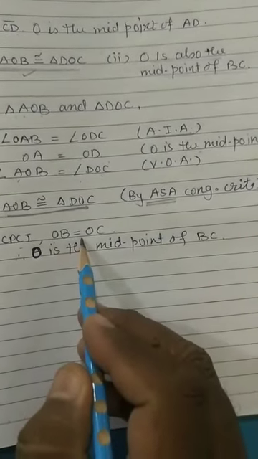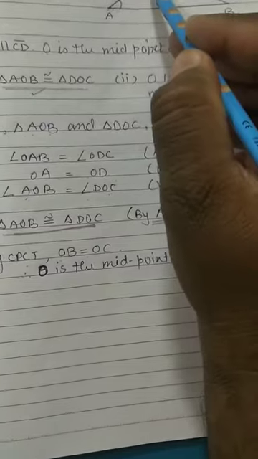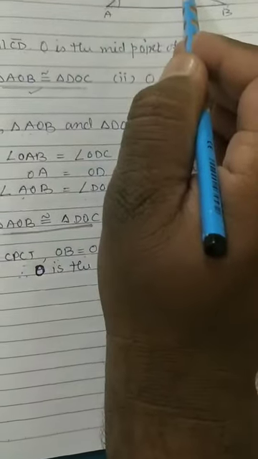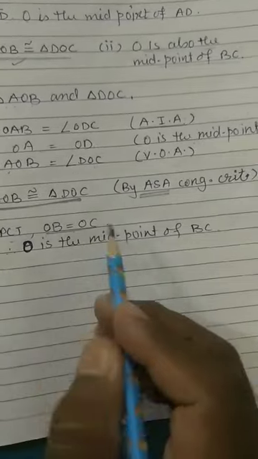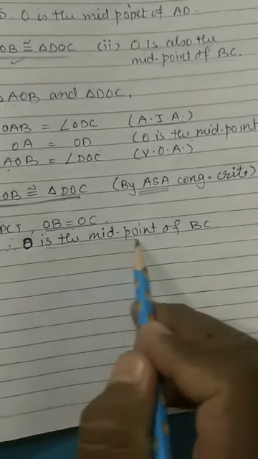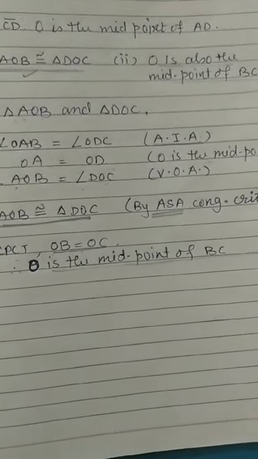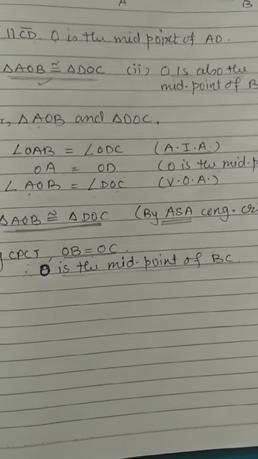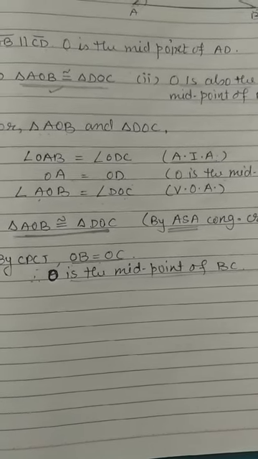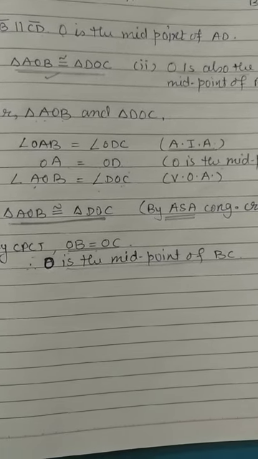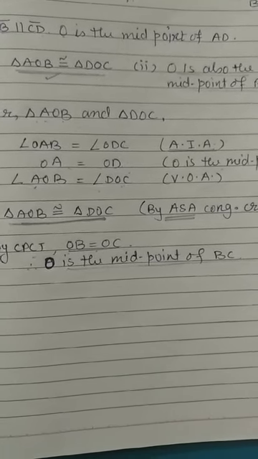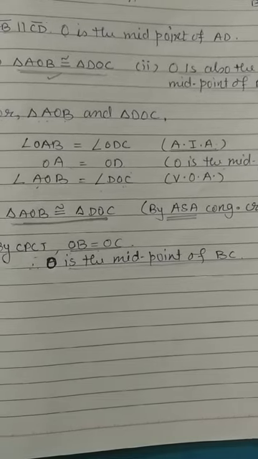So by CPCT we can say O is the midpoint of BC also, and so OB is also equal to OC, right? So OB and OC are the same, and so we can say O is the midpoint of BC, right? Okay. There are more examples in exercise 7.1. We will see that in the next session. Okay, thank you.